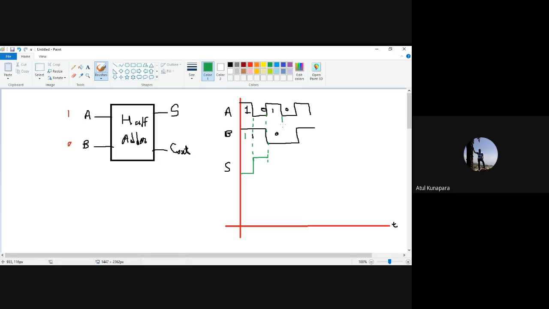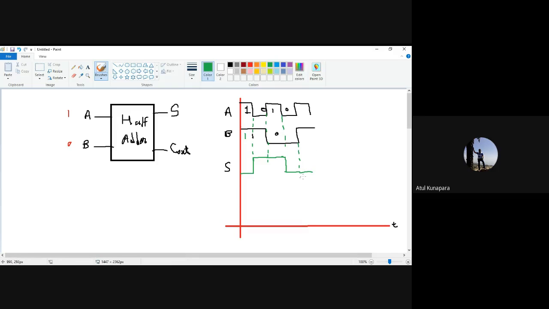Likewise, from this instant to this instant, your A is 1, B is 0. So sum will remain 1 as it is. Then after, A is also 0, B is also 0. So your sum is going to be 0 here at this point, and it will remain 0 up to this instant, like this, right? Then after, for this instant again, they both are going to 1. So it will remain 0 here again.